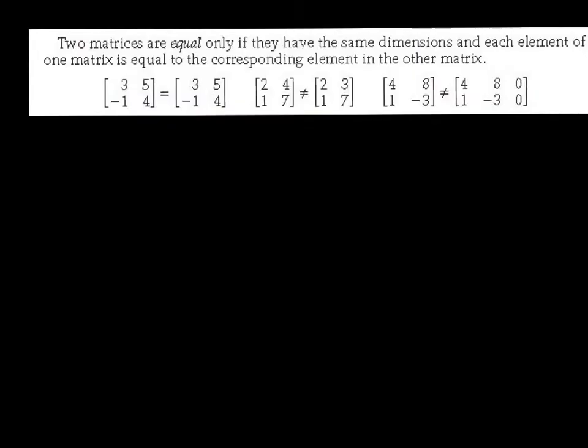Two matrices are equal only if they have the same dimensions, and each element of one matrix is equal to the corresponding element of the other matrix. So 3, 3, 5, 5, -1, -1, 4, 4. 4 is not the same as 3, so they're not equal. This is a 2 by 2, and this is a 2 by 3, so they're definitely not equal.